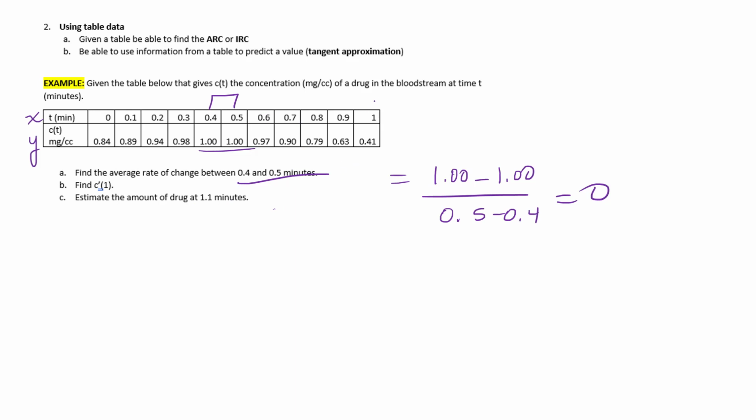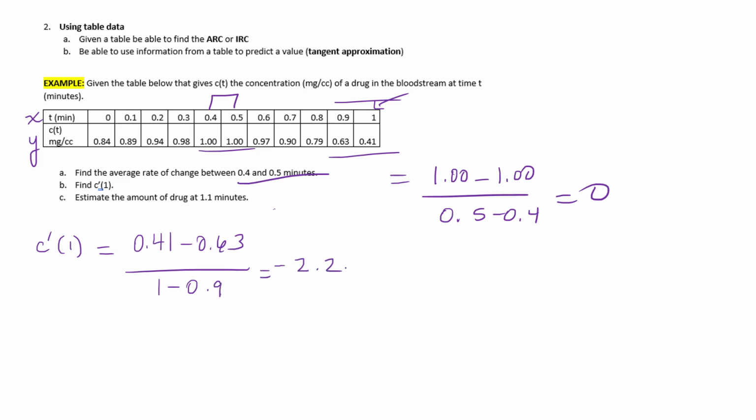All right, now it says to find c prime of 1. Well, the problem is, we don't have an equation. So when you're used to seeing this, you think of writing f of x plus h minus f of x. We don't have an equation. So the only thing we could actually do is use what we have to find the slope, which would be 0.41 and the value closest to it. And then the difference in the y's, and I get 0.9, and thus I get negative 2.2, okay, for my answer.